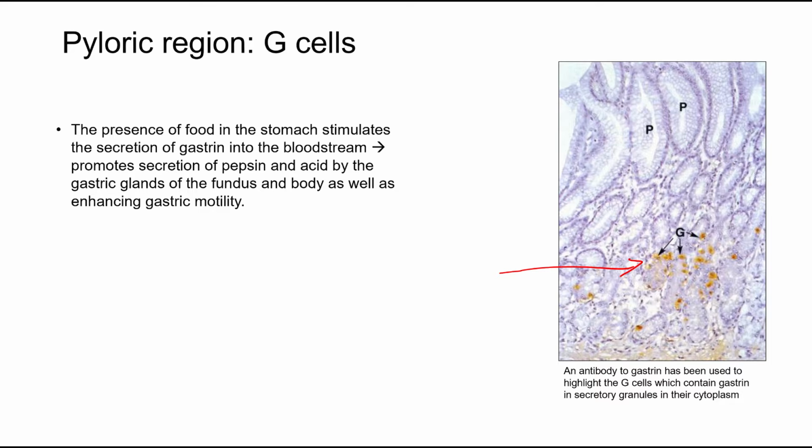Gastrin goes into the bloodstream and promotes the secretion of pepsin and acid by the gastric glands, by the parietal cells and by the chief cells of the gastric glands. And also it enhances the gastric motility.